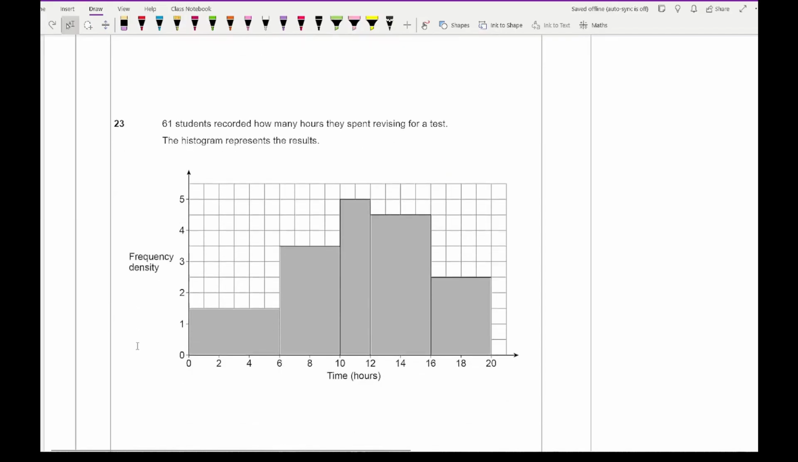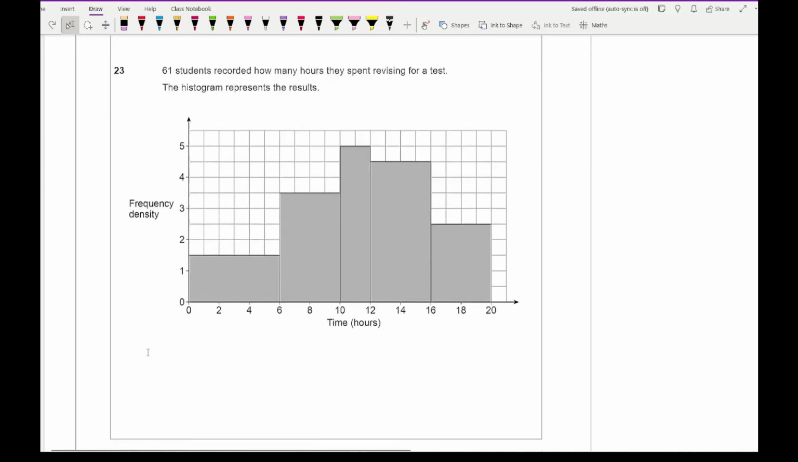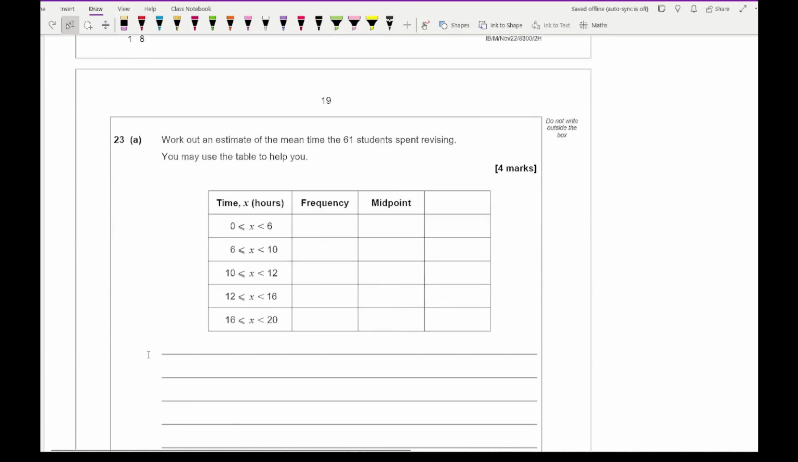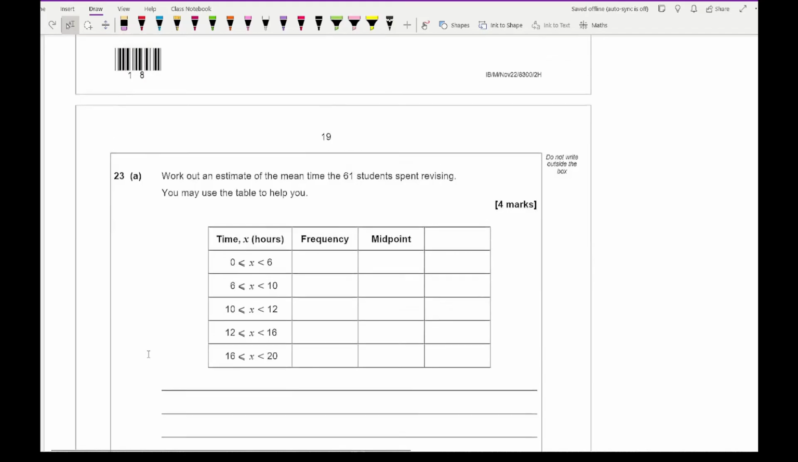Then moving on to question 23, it says 61 students recorded how many hours they spent revising for a test. The histogram represents the results. And the question is asking us to work out the estimated mean for the 61 students spent revising. You may use this table to help.